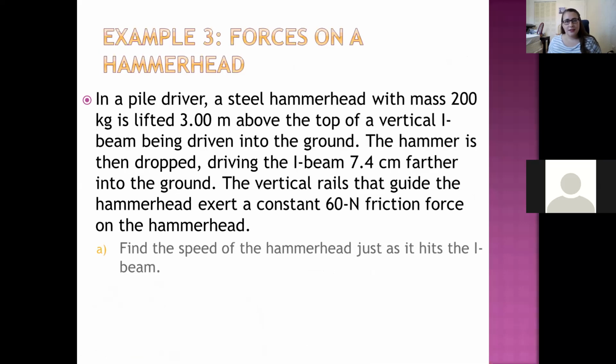Example 3. This also has another excessive scenario, but we'll just go through it. It has good information. In a pile driver, a steel hammerhead with a mass of 200 kilograms is lifted 3 meters above the top of a vertical I-beam being driven into the ground. The hammer is then dropped, driving the I-beam 7.4 centimeters farther into the ground. The vertical rails that guide the hammerhead exert a constant 60 newton friction force on the hammerhead. And first of all, we want to find the speed of the hammerhead just as it hits the I-beam.